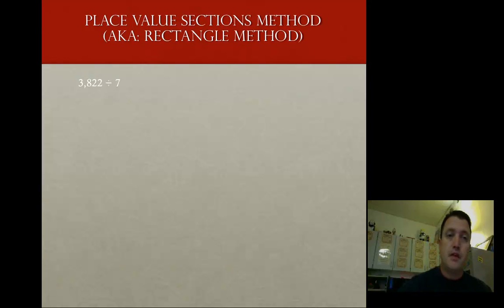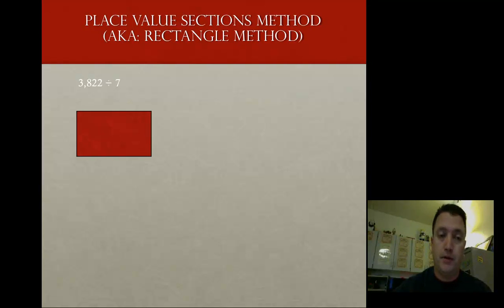So the first thing we're going to start with is the place value sections method. This is also known as the rectangle method. It's going to look different from what I just showed you on the previous page, but that was really more to remind you of what the terms are. The place value sections method allows us to work in a really clean way, and I really like this method. So the first thing we do is we put a rectangle out, okay?